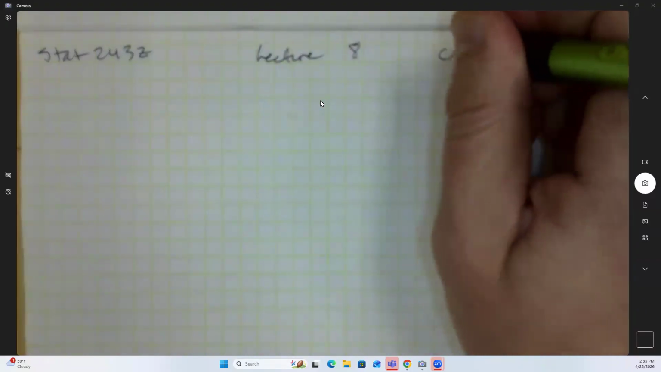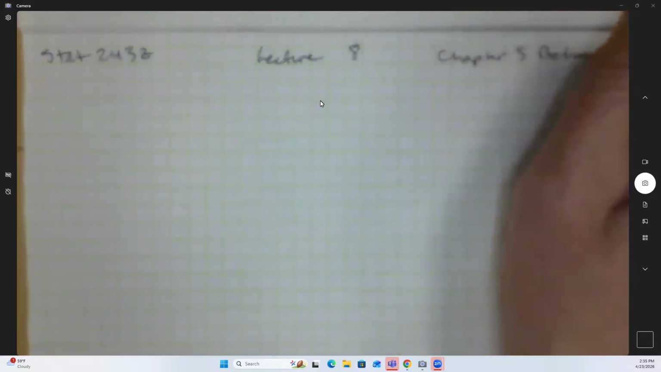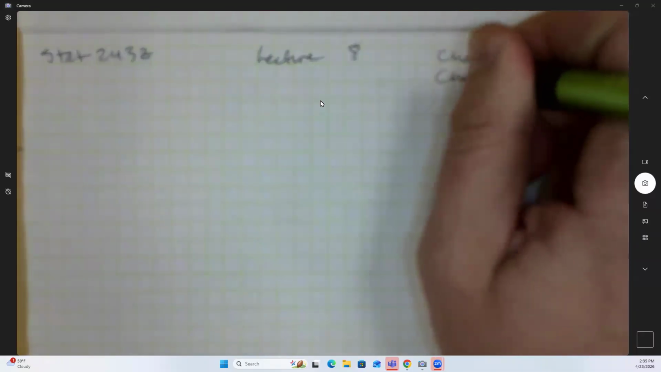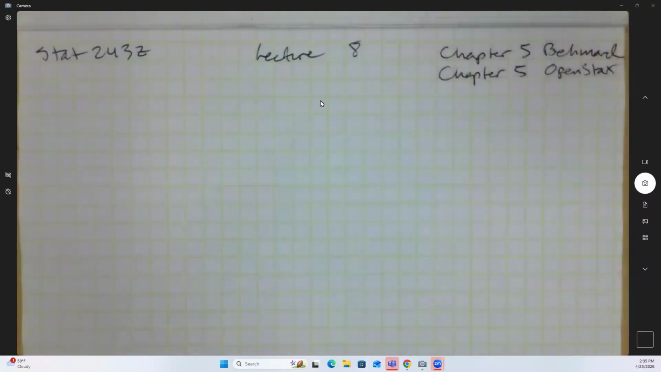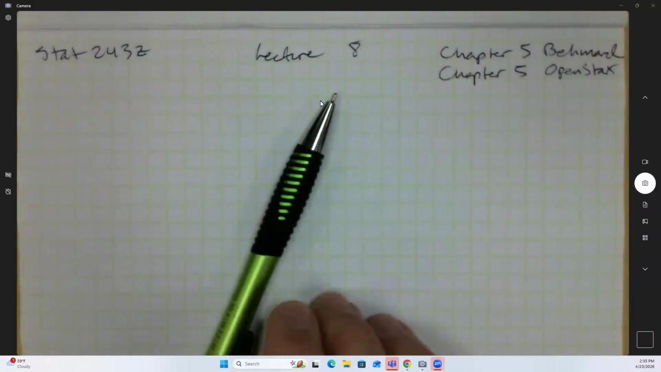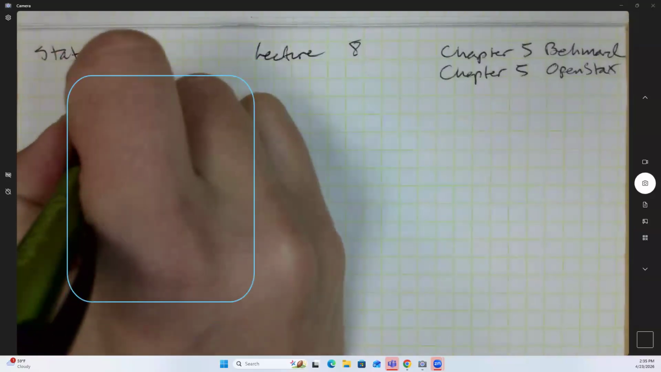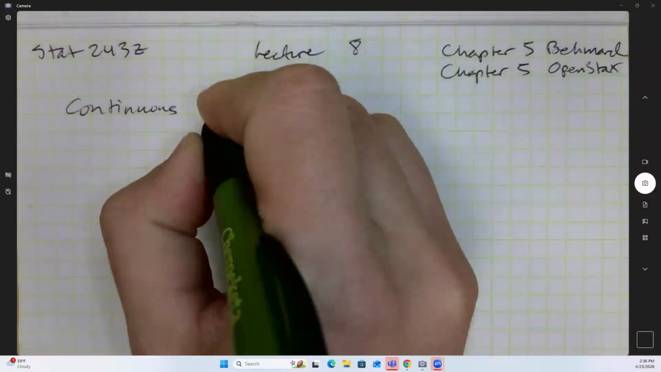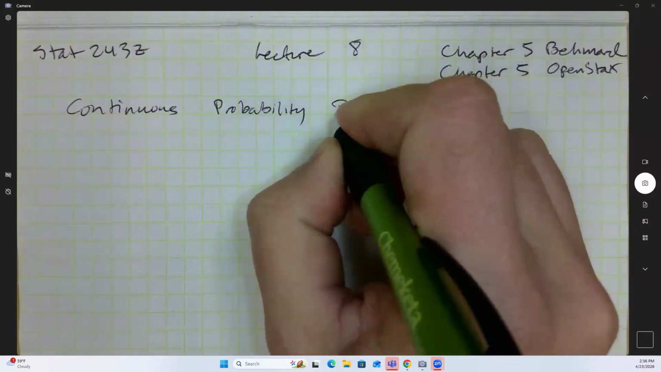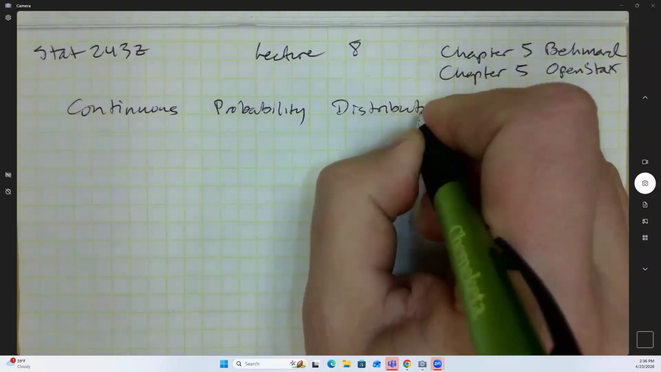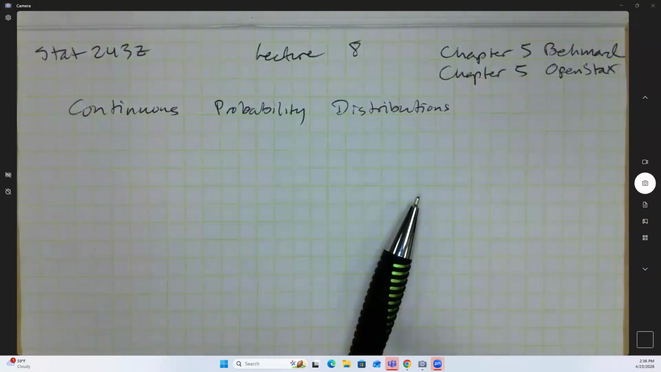We are starting chapter 5 of the Baymard, and this is also chapter 5 of the OpenStax textbook. And the topic is continuous probability distributions. The second type of probability distributions we study in this class.